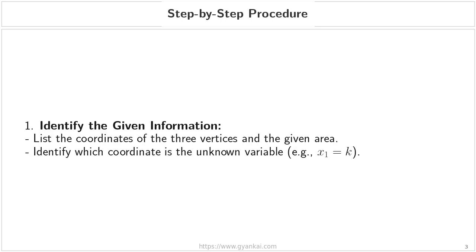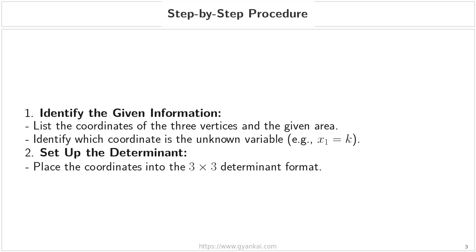Step-by-step procedure. Step 1. Identify the given information. Before you start any calculations, carefully list out the coordinates for all three vertices and note the total area provided in the problem. Most importantly, pinpoint exactly which coordinate is missing. This is your unknown variable, which we might represent with a letter like k.